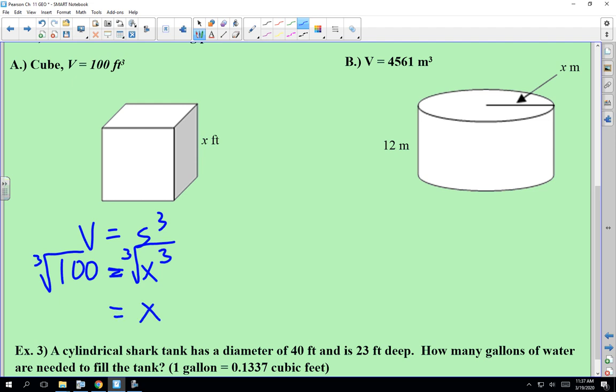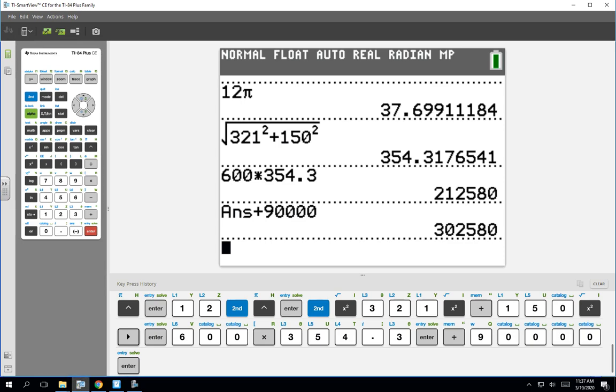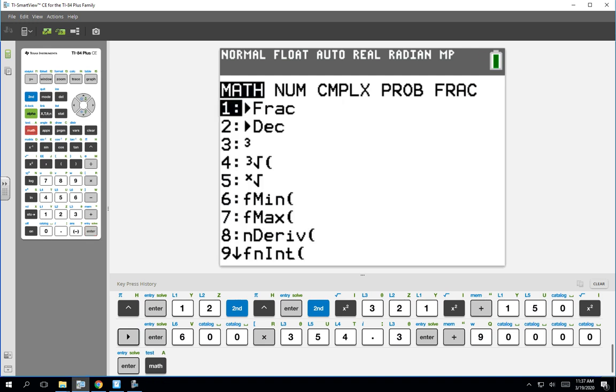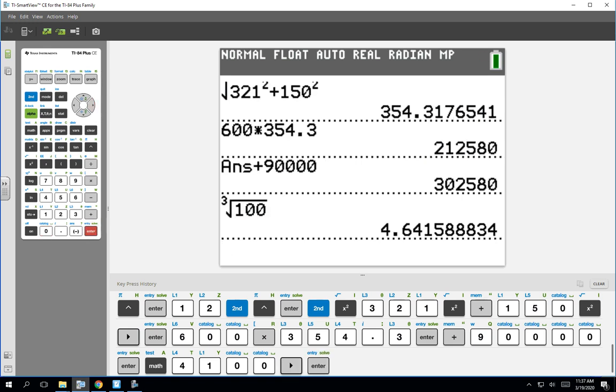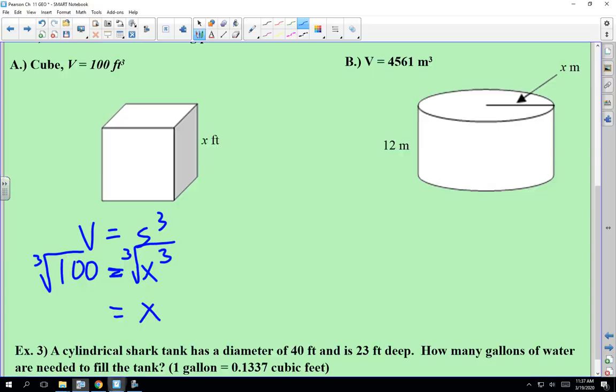So x equals, if you go to your calculator, you should have a cube root button that differs on different calculators, but mine, it's under the math menu. You might see a second and then a cube root. You're looking for something that looks like number 4 right there. It should have a little 3 up to the left of the radical sign. So cube root of 100, enter, and it's about 4.6. So the side length will be about 4.6 feet.